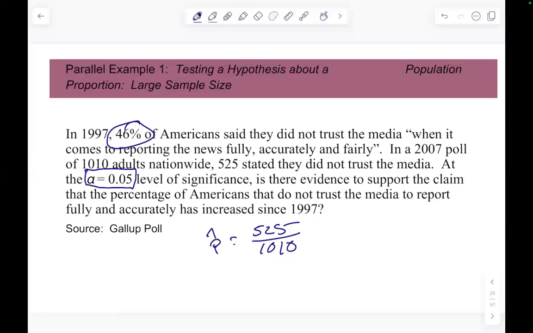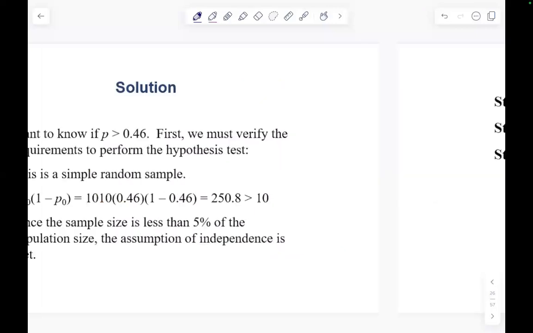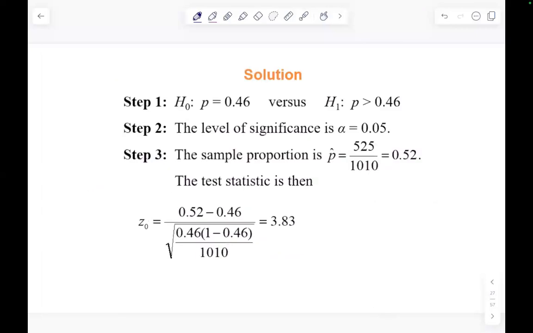Okay, and it will calculate that for us. So first thing we want to know, is it a simple random sample? It said it was. NP times 1 minus P is greater than 10, so we're good. And our sample size is less than 5% of the population. So this is all good stuff. We needed to check all those things. Now, my H naught. Remember, your null hypothesis is always equal. I'll even write that on here.